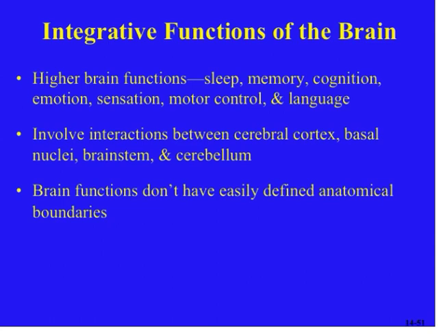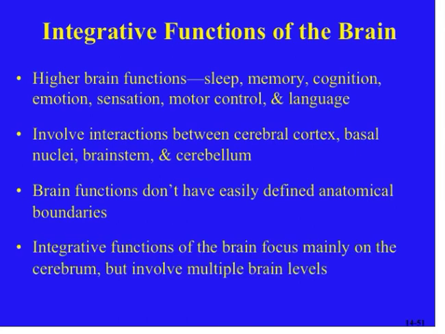Brain functions don't have easily defined anatomical boundaries. That's one of the difficulties in studying the brain. That's why it's so hard, if you're a neuroscientist, to pin down a specific function to a specific anatomical structure. We talked about the fact that there is also plasticity, right? There's the ability to utilize other portions of the brain to take over for damage to the brain, and this blurs the boundaries even further. The integrated functions of the brain focus mainly on the cerebrum, but they also involve multiple brain levels.